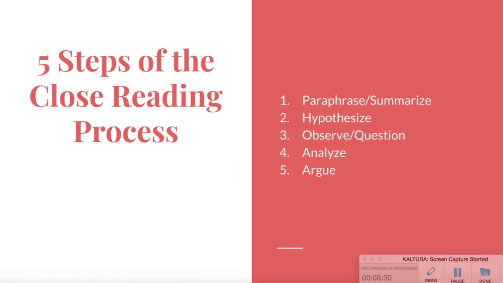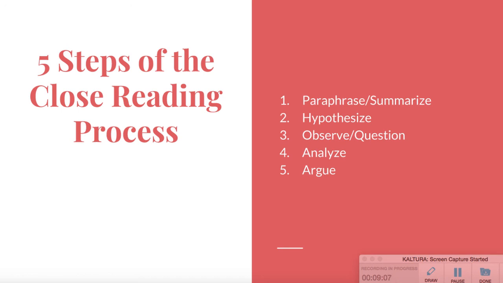And these are the 5 steps of the close reading process. First, you paraphrase or summarize the subject of the text. Next, hypothesize about what you think the central idea or theme is. The next stage takes the longest, and this is what we'll focus most on in class. Making observations about patterns in the language and asking questions about things that seem ambiguous, that could have more than one meaning, contradictions, ironies, tensions in the text.